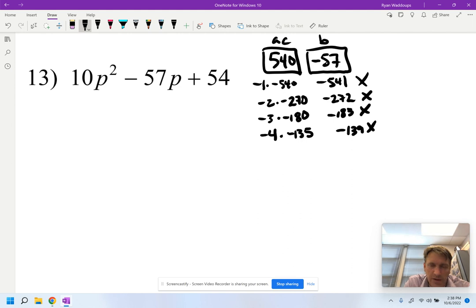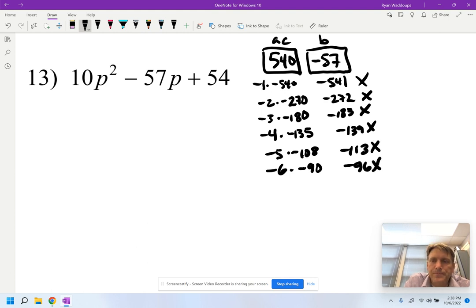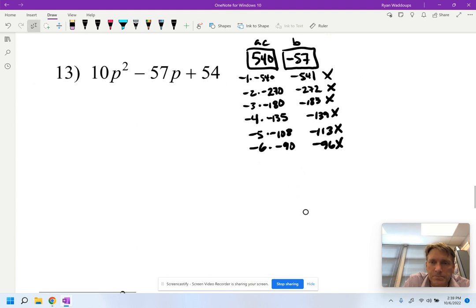So that's negative 57. We'll keep going. Negative 5 times negative 108, and that's negative 113. Nope. Negative 6. 540 divided by 6 would be negative 90, and that's negative 96 when you add them. Nope. Keep going.